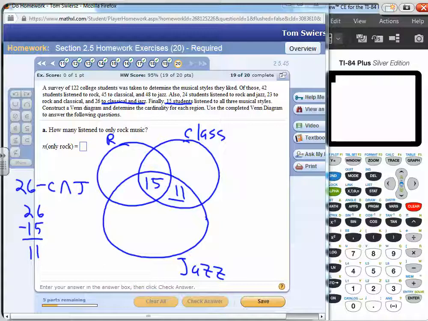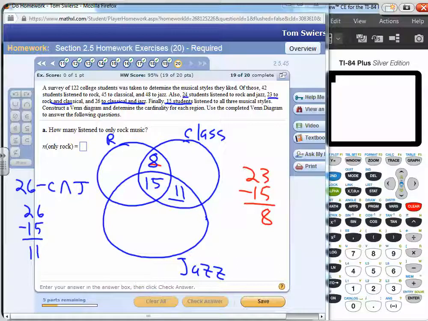Same reasoning, different numbers, different sets. 23, rock and classical. Rock and classical are what? 15, and then we've got right here, right? The total is 23. 23 includes the 15, so 23 minus 15 is 8. So 8 would go here, rock and classical, so when we add the 15 and the 8, we get to 23.